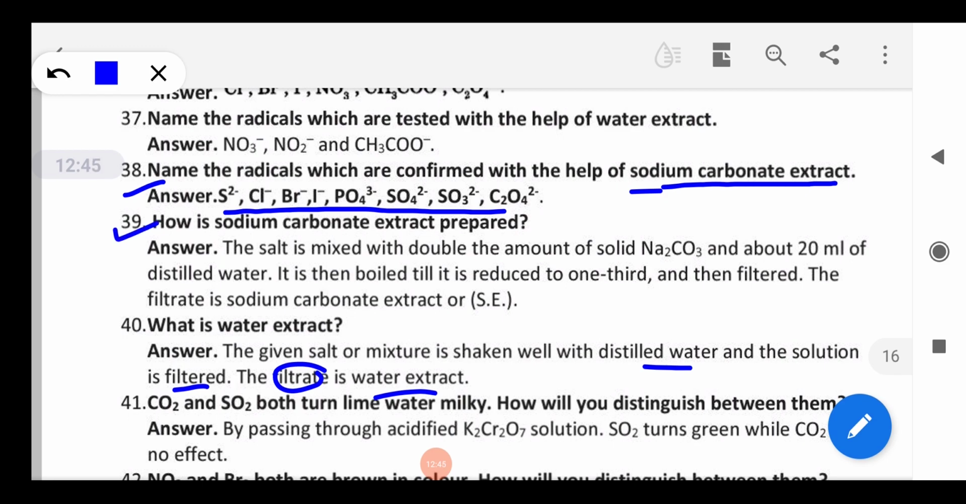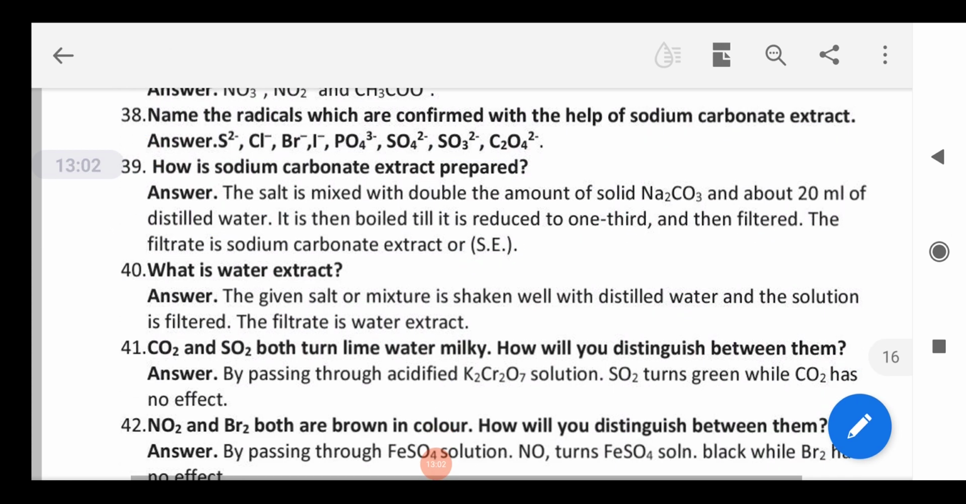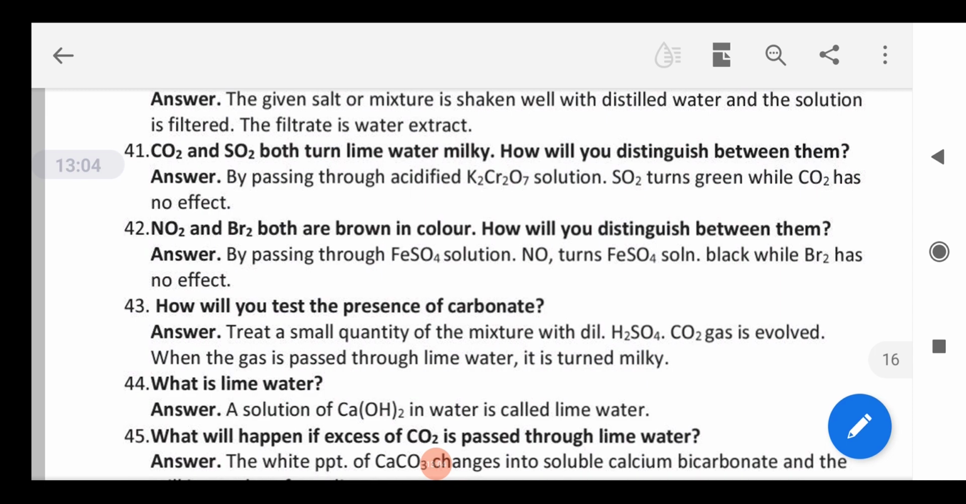So in sodium carbonate extract we take the salt and mix it with double the amount of solid sodium carbonate, and we take about 20 ml of distilled water. When we boil and reduce the volume to 1/3, after filtration, the filtrate that is obtained is called sodium carbonate extract. Now move to question number 41.